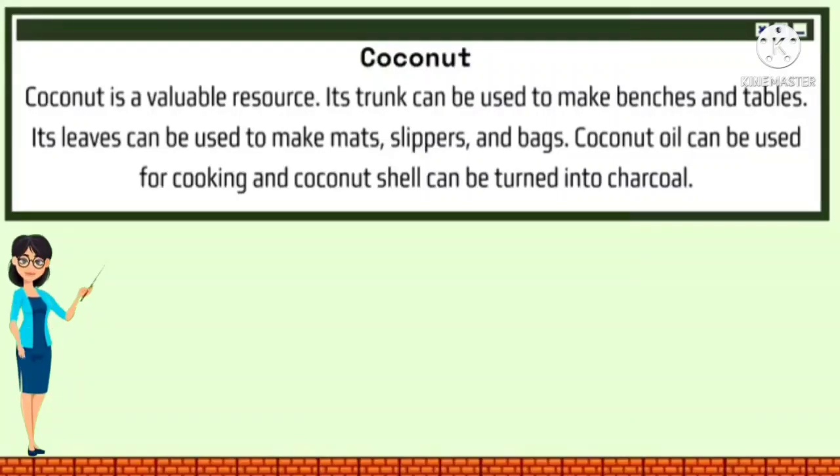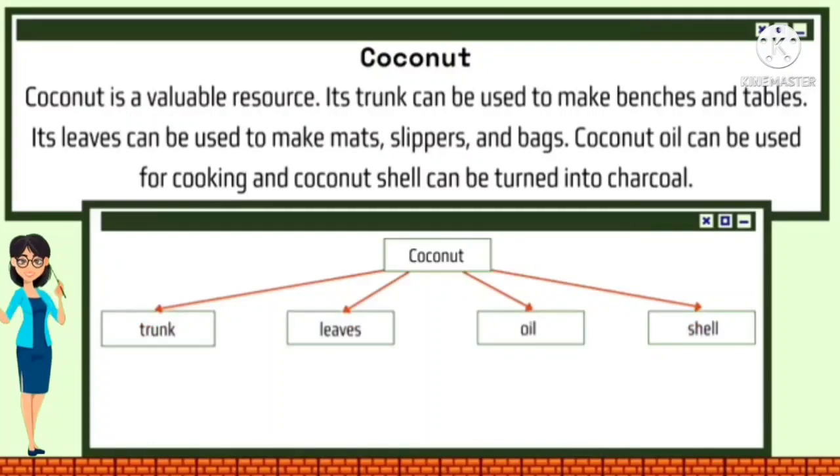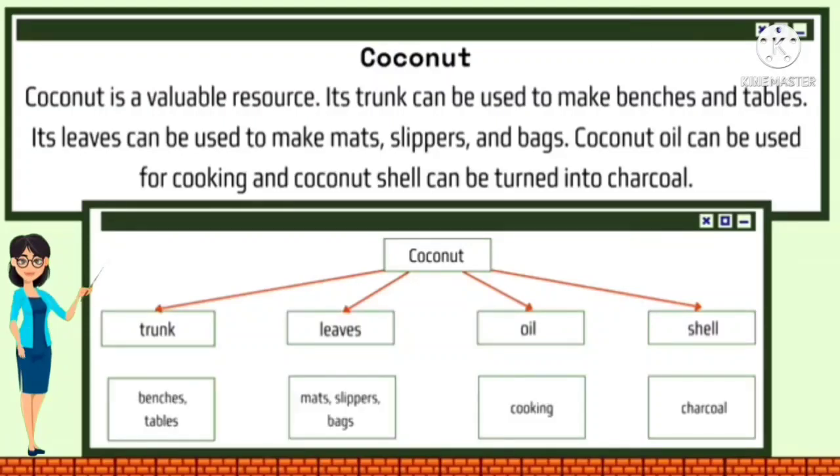Remember, a concept map is presented in a hierarchy, so we must begin from the top and branch out the main ideas to different subtopics. In this text, our main idea is coconut. Then, we will use lines to connect the main idea to the subtopics, which are the useful parts of the coconut. Then, we also add where these parts are used for. Again, we will connect the concepts using lines.